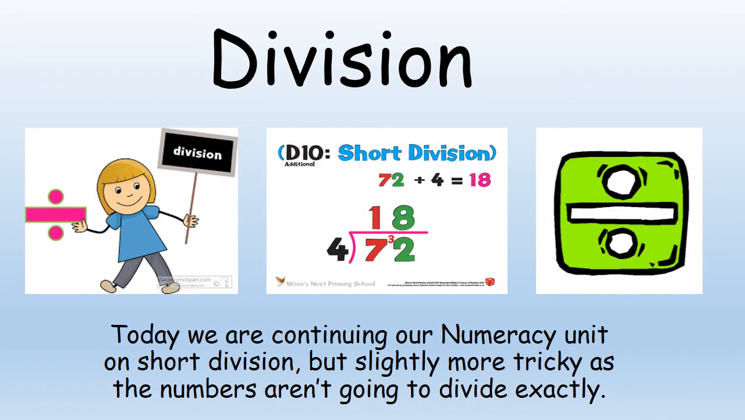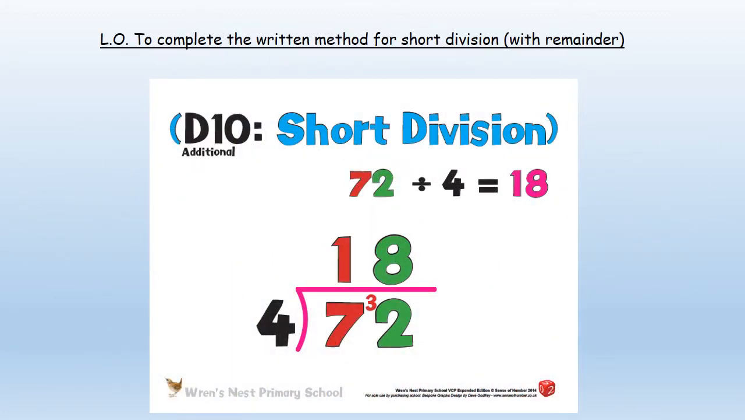And now we're going to carry on with the main part of the lesson. We're going to continue our numeracy unit on short division, but today it's slightly more tricky because the numbers aren't going to divide exactly. Do you know what it's called when it won't divide exactly and you've got some left over? That's right, it's called a remainder. Can you say that? Remainder. So just to remind you of today's learning objective, it's to complete the written method for short division with remainder.